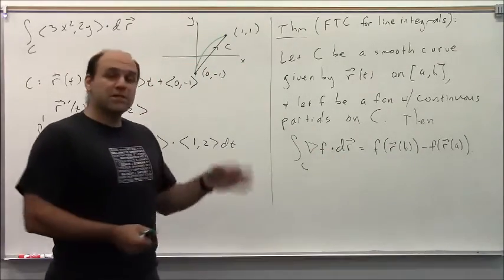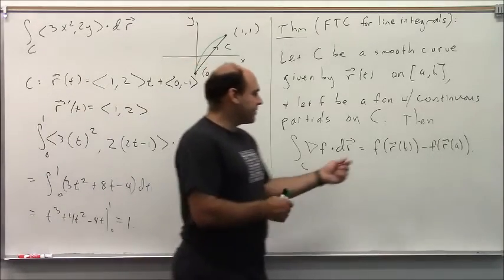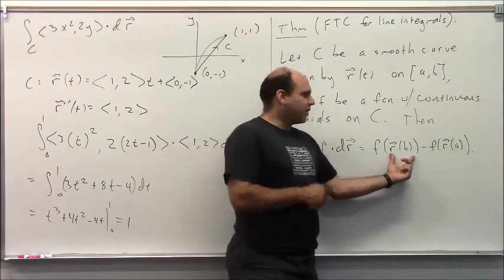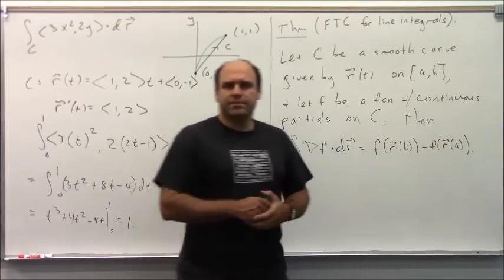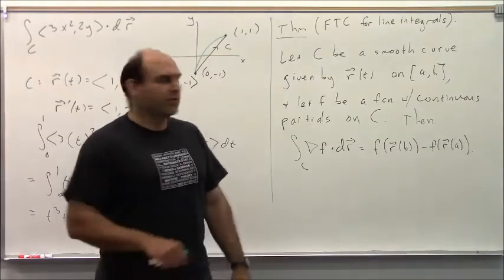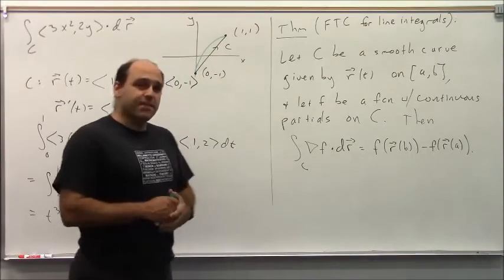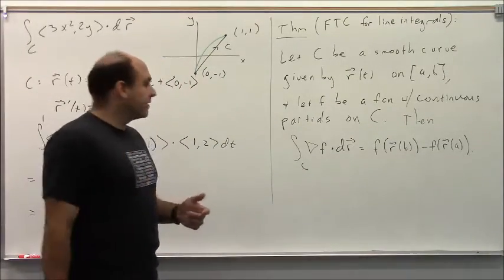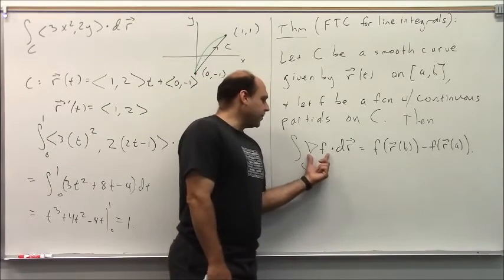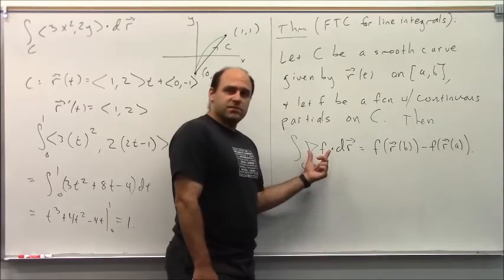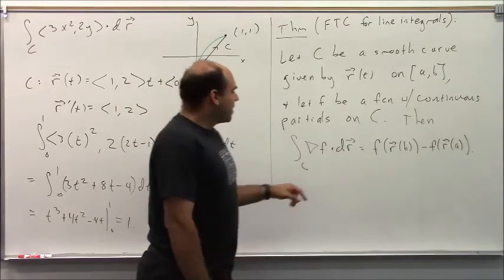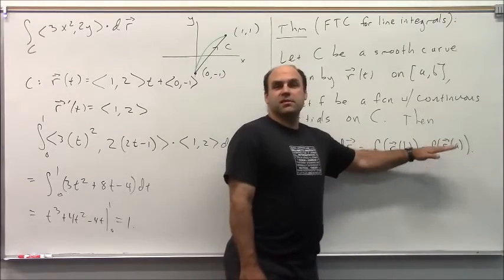So this looks just like the Calc 1 version, right? Except instead of f(b) minus f(a), it's f(r(b)) minus f(r(a)), because I have endpoints on the curve C instead of endpoints of my closed interval. But the idea is exactly the same. Here's another wonderful thing it says. It says, if I'm doing a path integral of a continuous gradient field, like this gradient vector field, my path integral is independent of path.